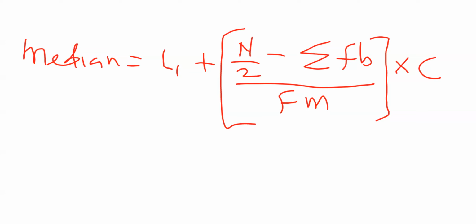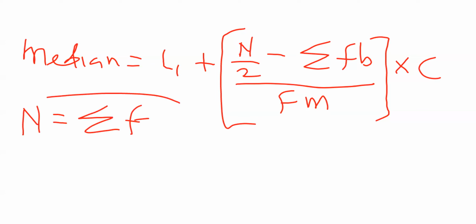Capital N, from what we have known, our capital N is the summation of f. I hope it's clear. Summation of frequency. That's the meaning of that N. If the total number is 30, we'll write 30. If it's 40, we'll write 40. Unlike this one we are solving now, the total is 40. So it's going to be 40 over 2.